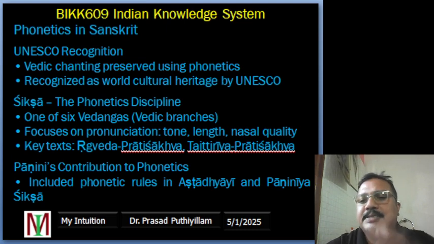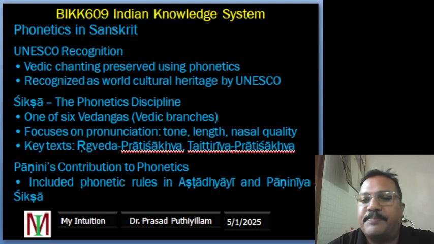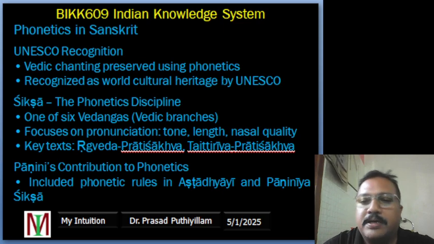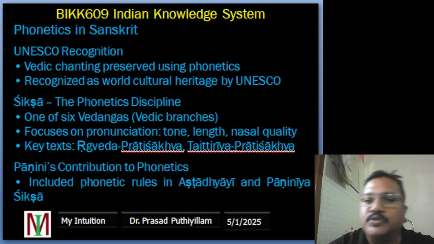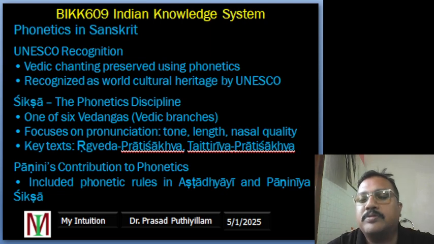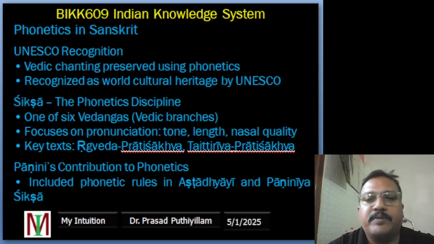Panini's Ashtadhyayi and the supplementary work called the Paniniya Shiksha laid the groundwork for understanding how sounds are formed and how they are used in language. So this recognition by UNESCO for Vedic chanting and phonetics underscores the lasting value of these traditions and their importance in preserving our cultural heritage.